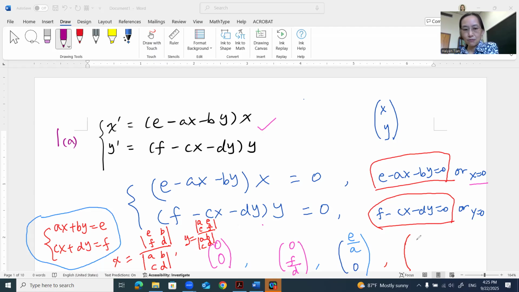Now let's write X. The determinant in the denominator is AD minus BC. The determinant in the numerator is ED minus BF.